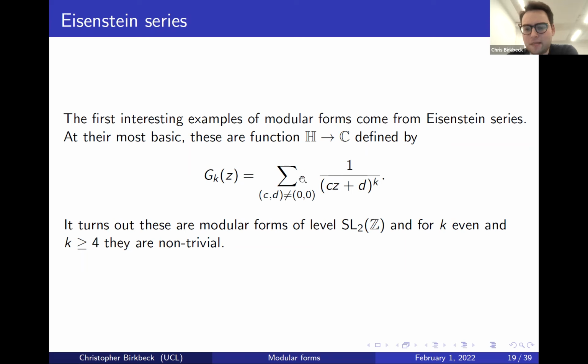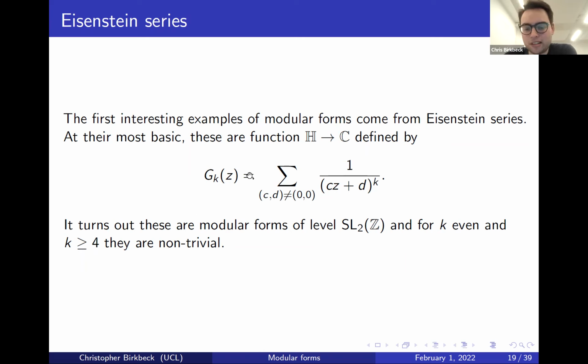And it turns out that this sum, for k large enough, defines a holomorphic function, which is actually a modular form. And it'll be a modular form of level SL2(Z). And for k which are even and greater than 4, you can actually check that these things are non-trivial. And this is quite nice. So this is what we wanted. These are the examples that we want to do.